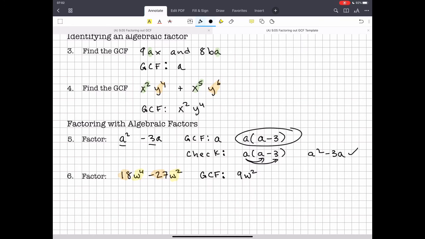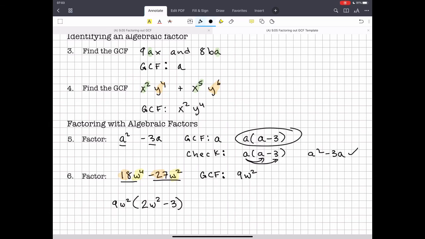So we're going to divide both of these by 9w squared. Well, 18w to the fourth divided by 9w squared would leave me with 2w squared. And 27w squared divided by 9w squared would leave me with just 3. So I don't see any other greatest common factor, so I know this is done.